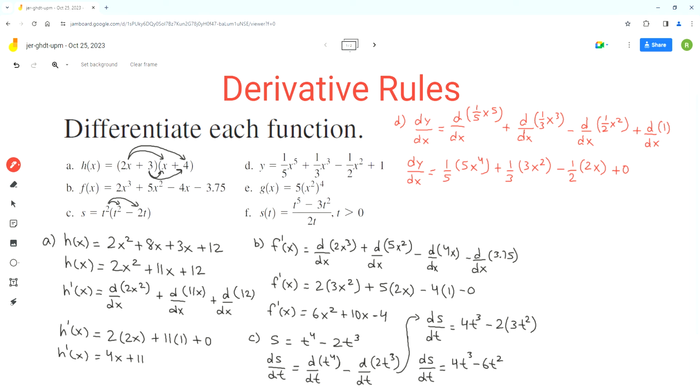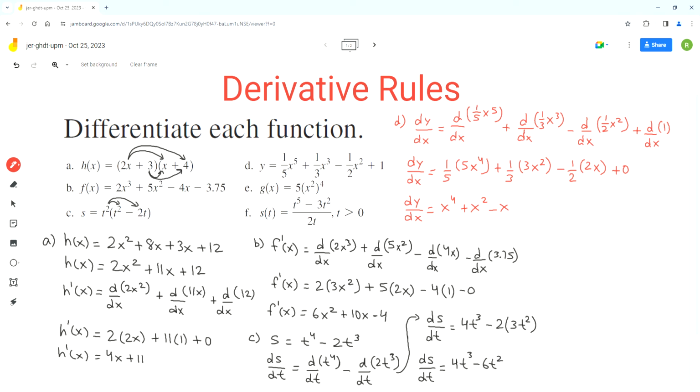Now we can simplify the terms, so we get dy over dx equals, now in the first term we have to multiply the coefficients 1 over 5 by 5, which is equal to 1. So the first term becomes just x to the power 4. Now in the second term we multiply 1 over 3 by 3, which is equal to just 1. So we get x squared. And then in the third term we multiply 1 over 2 by 2, which is just 1. So we get negative x. So this should be the final answer for the derivative of the function in part D.